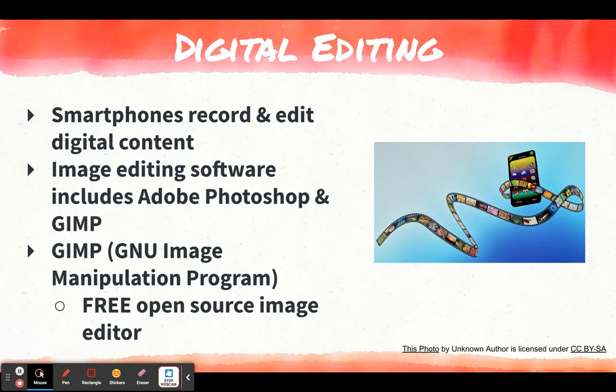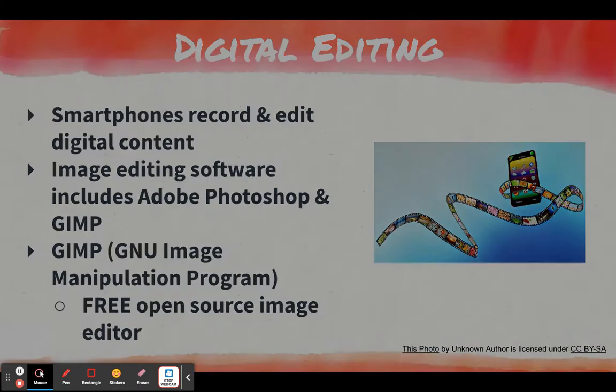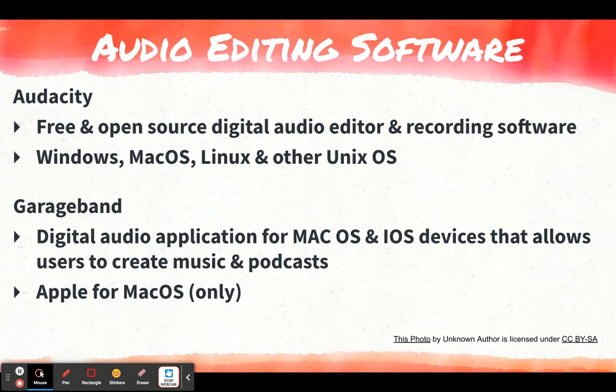So we have some types of editing software: Adobe Photoshop. You notice Adobe is big into this area. And GIMP, a free open source image editor. Adobe you have to pay. There's Audacity, editing software for audio. It's free and open source. We love free and open source. You can edit and record. It's available on all of those platforms. GarageBand is also very popular. That's an Apple product, a digital audio application for music and podcasts.